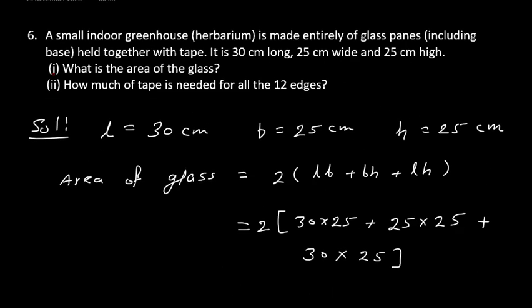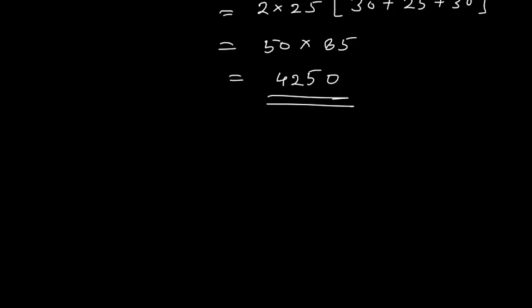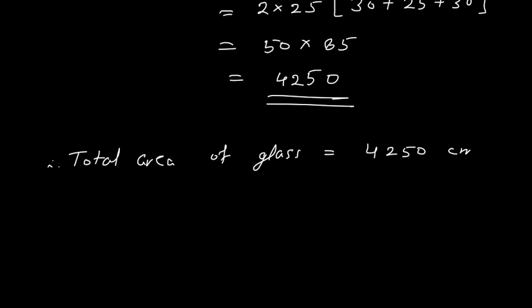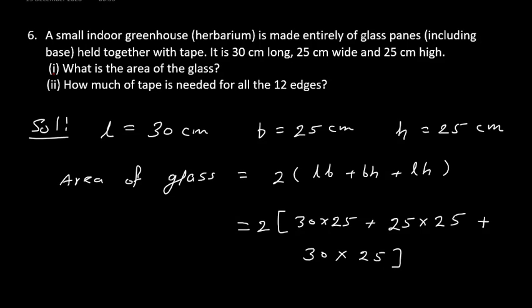So 4250 centimeter square is the total area of the glass. So therefore I will say, therefore total area of glass is equal to 4250 centimeter square. Now I need to find the length of tape needed for all 12 edges.